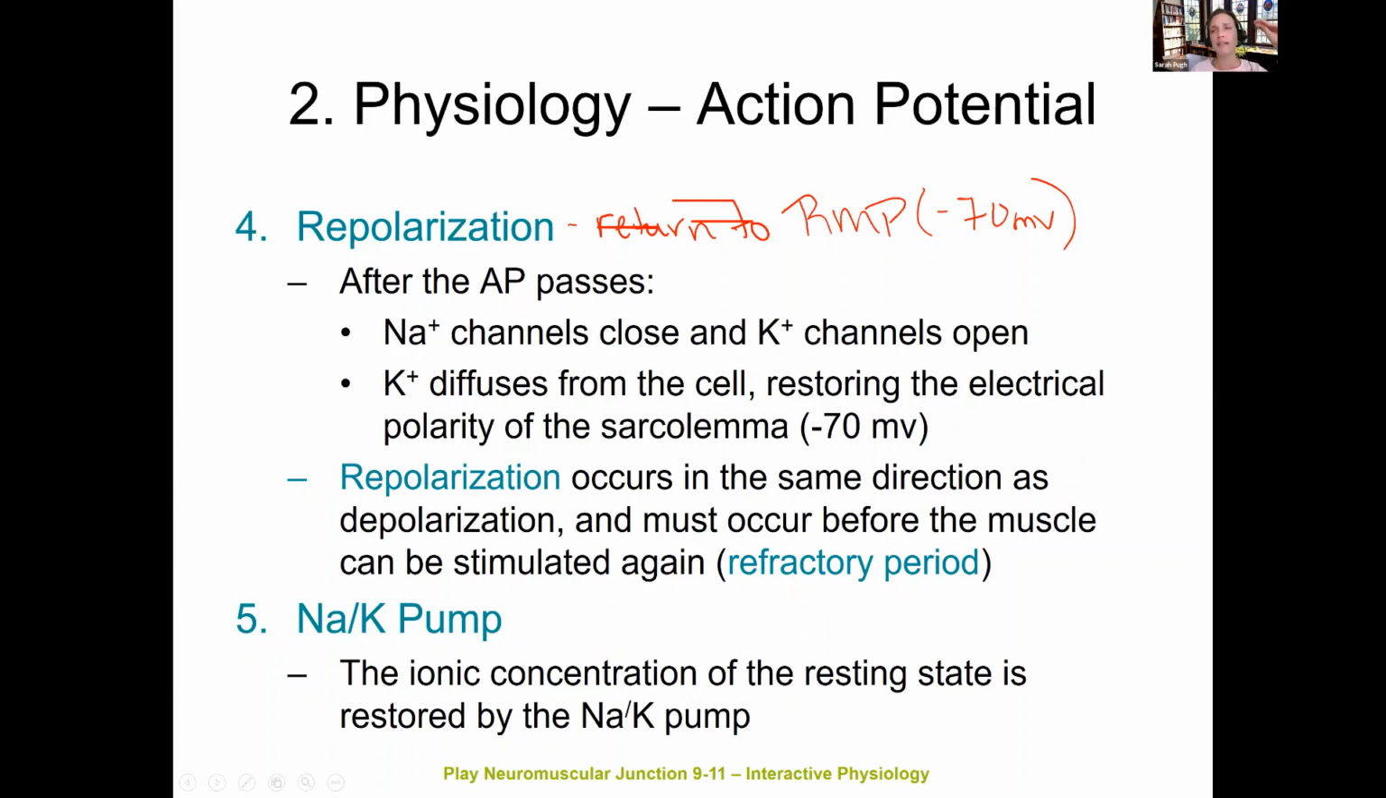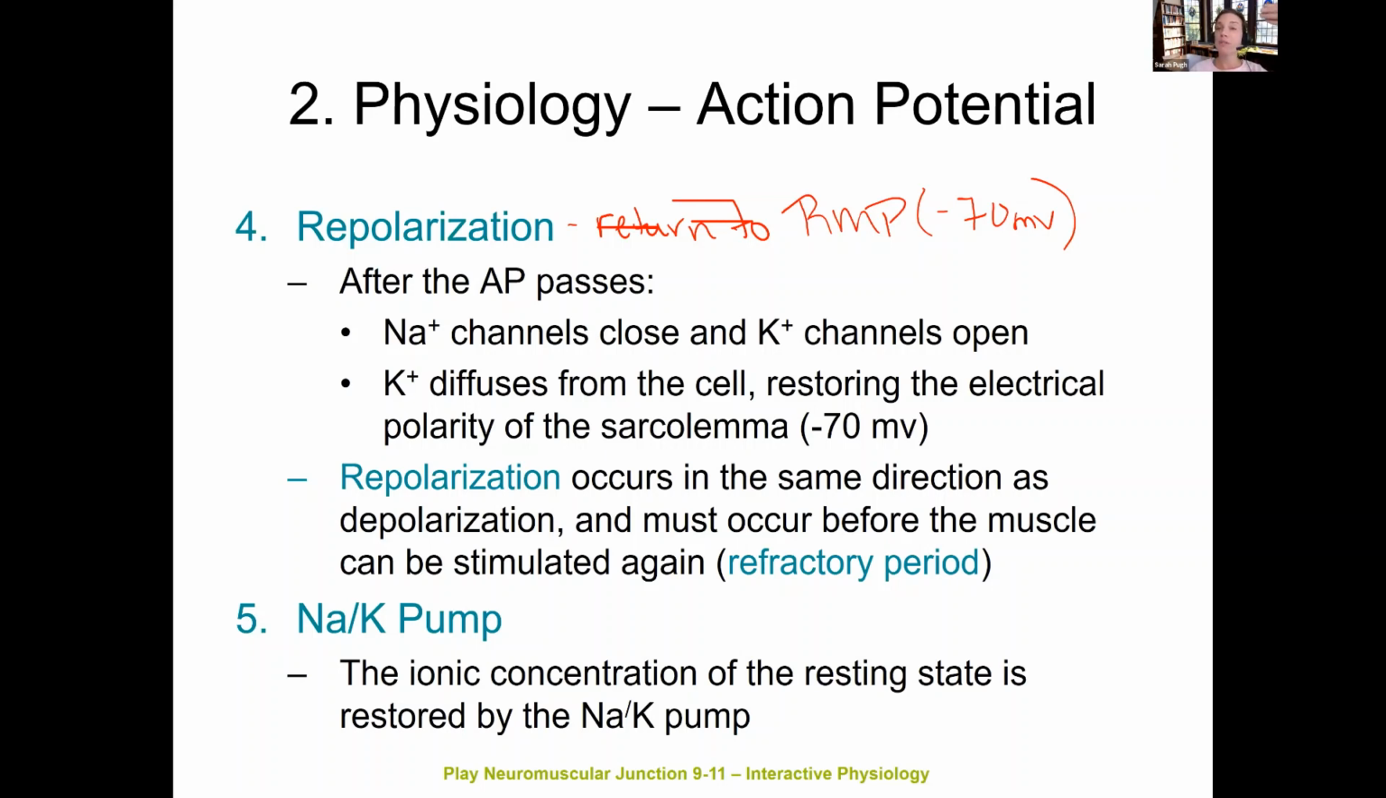Now, at the very beginning, I showed you resting membrane potential, and I showed you sodium and I showed you potassium. More sodium out, more potassium in. How we went through depolarization and generating an action potential had everything to do with sodium. How we're going to get back to our resting membrane potential, repolarization, this has everything to do with potassium.